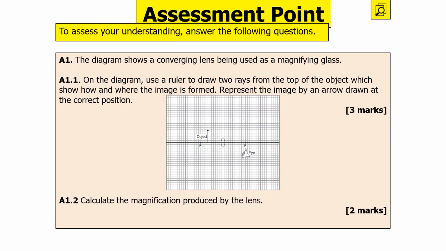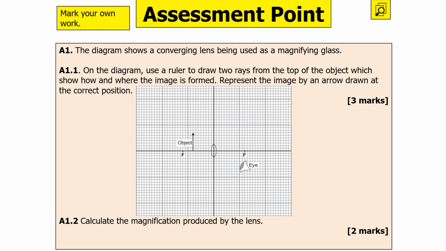The next question says, the diagram shows a convergent lens being used as a magnifying glass. On the diagram, use a ruler to draw two rays from the top of the object which show how and where the image is formed. Represent the image by an arrow drawn in the correct position, and then calculate the magnification produced by the lens. So pause the video now, then unpause the video when you want to go through your answer.